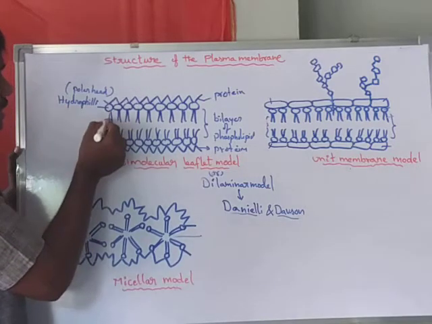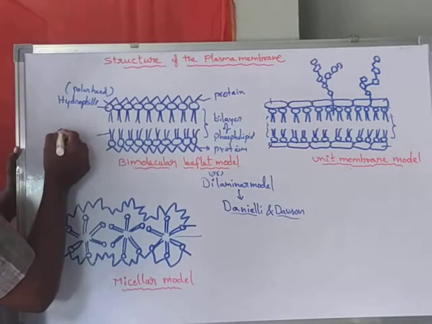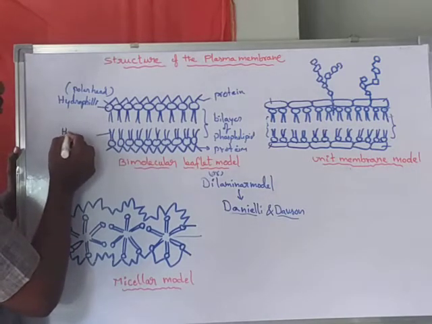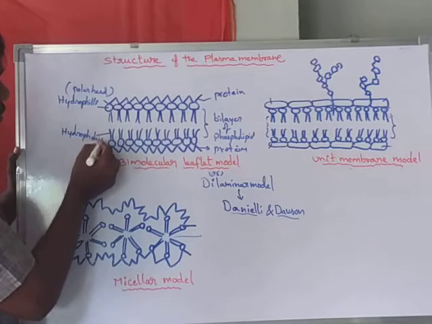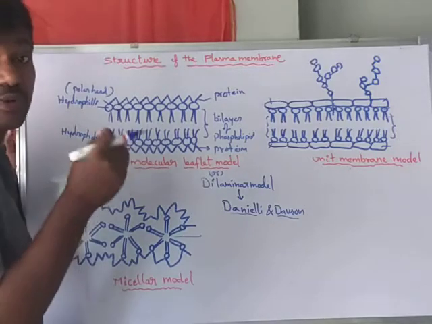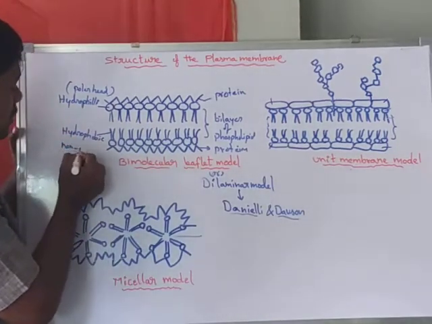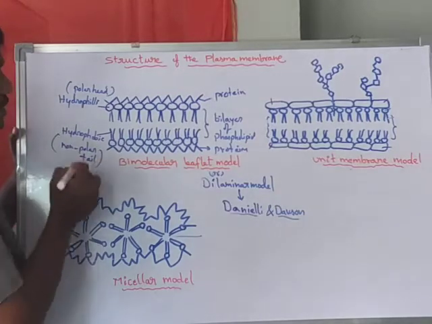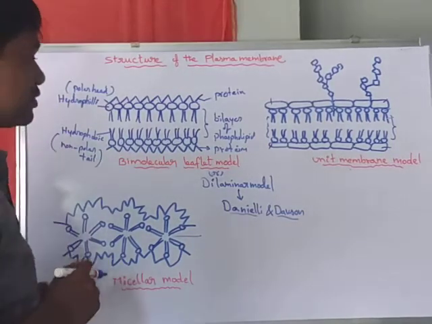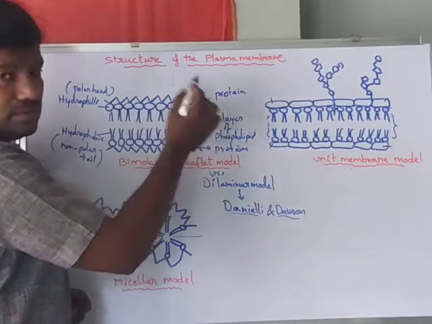And the second one is the hydrophobic part, which does not dissolve in water, also called the non-polar tail. This is about the phospholipid, and the protein molecules are arranged like a beta chain.